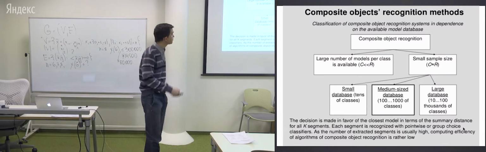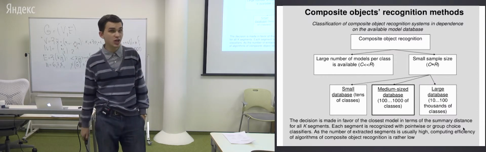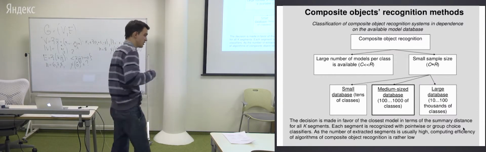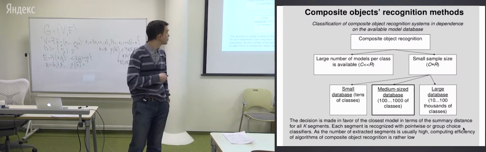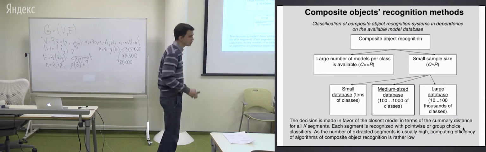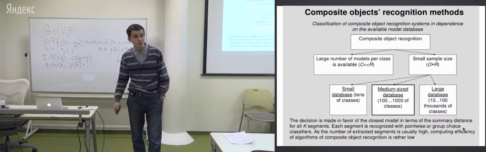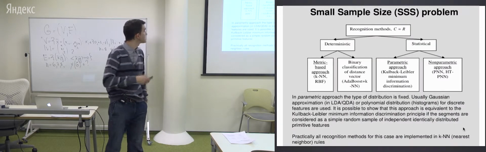Here is a medium-sized database, and in this case, it's image recognition. So we can trust our methods, but we need to implement them in real time. For these databases with complex classifiers, it's impossible, so we need to think about how to improve the performance of these methods. Okay. Here is the small sample size problem.